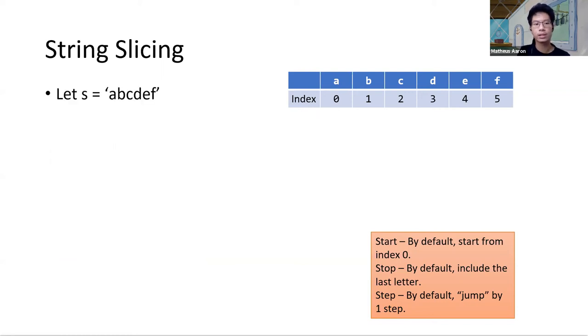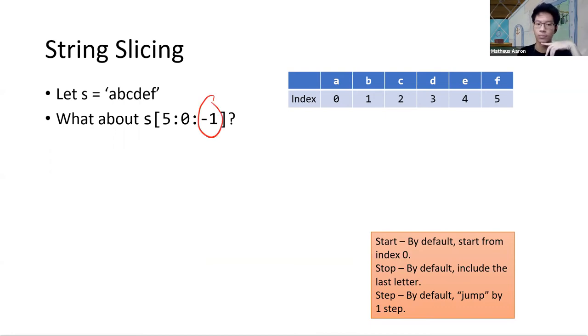Okay, next part is more, I think this is what Yeche is asking for. What about this when we somehow face a negative step? Correct. The answer is reverse. If you actually try it out, it will be reverse.